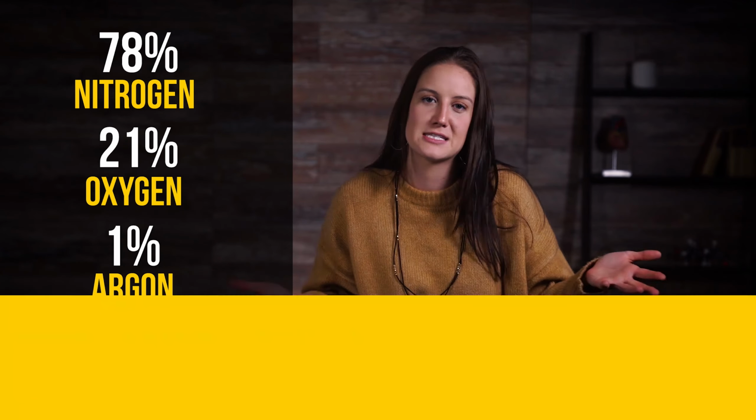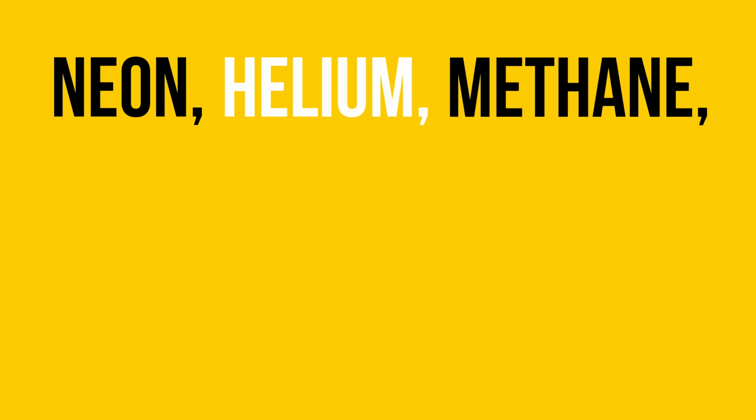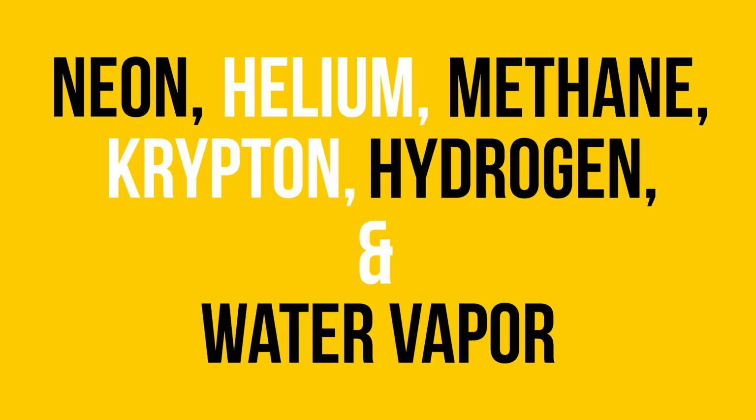When someone tells you, get your head out of the clouds, you should tell them you can't help it because you live in the troposphere, and there are 4 additional layers of the Earth's atmosphere. Before we get into the layers of Earth's atmosphere, I want to share with you what it's made of. The atmosphere contains 78% nitrogen, 21% oxygen, about 1% argon, and 0.04% carbon dioxide, and then various small amounts of neon, helium, methane, krypton, hydrogen, and water vapor.